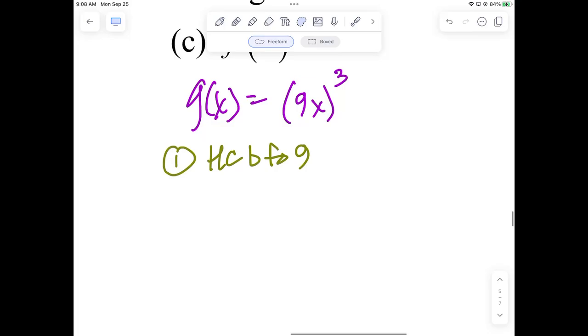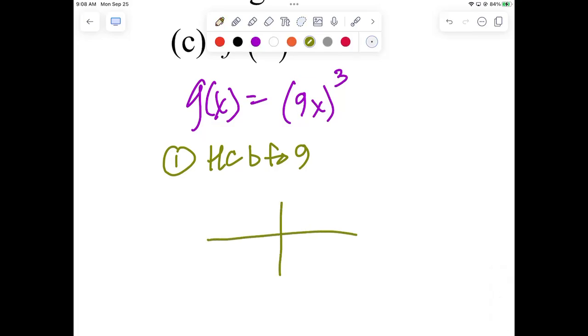All right, let's see what that's going to do. Let's go ahead and sketch this puppy. X cubed looks like this. It comes in and goes horizontal. Then it goes out like that. It has origin symmetry. It's an odd function. If I horizontally compress it by a factor of 9, I'm bringing this value in. I'm bringing that value in. 0 stays the same. It has the effect of making the graph steeper.